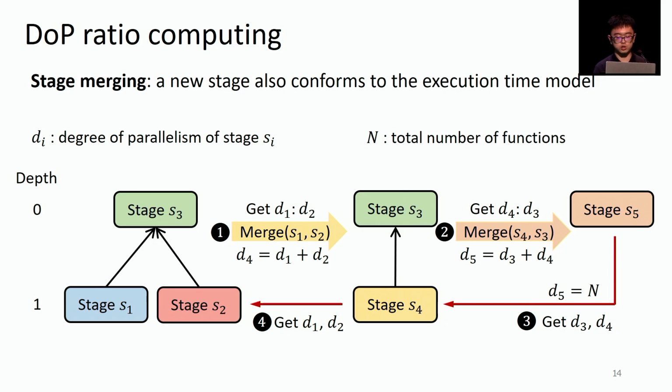Besides, we can merge the two stages into a new virtual stage, which is equivalent in terms of execution time and also conforms to the time model. In this way, we can compute the optimal DOP ratios step by step for arbitrary DAGs. Please refer to our paper for detailed description.